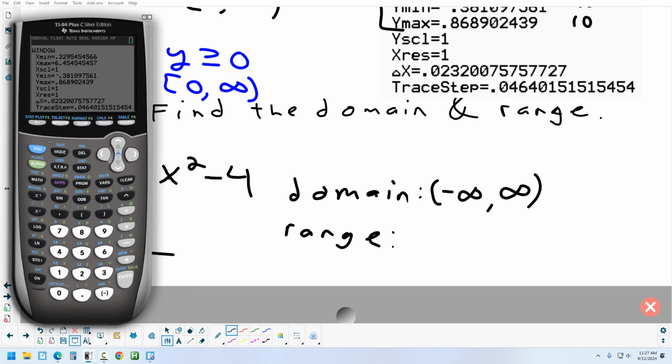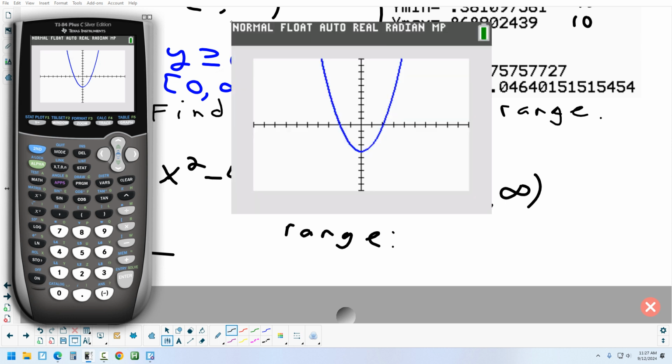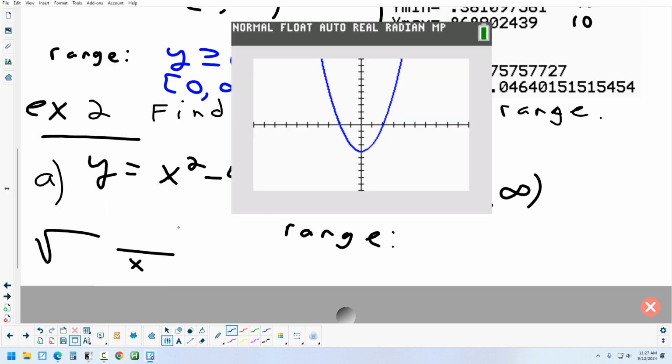All right, so let's graph that. Let's type in x squared minus 4. And I'm going to do zoom 6 because I want to reset my window back the way it was. So domain is left and right. We know this parabola is going to go left and right forever. It's just going to keep getting wider and wider the more you zoom out. But how about up and down? Does that parabola go up and down forever?